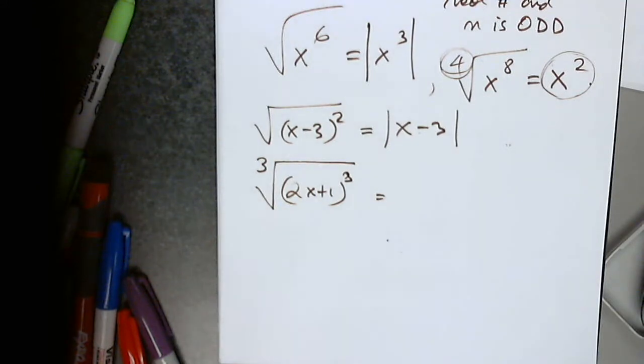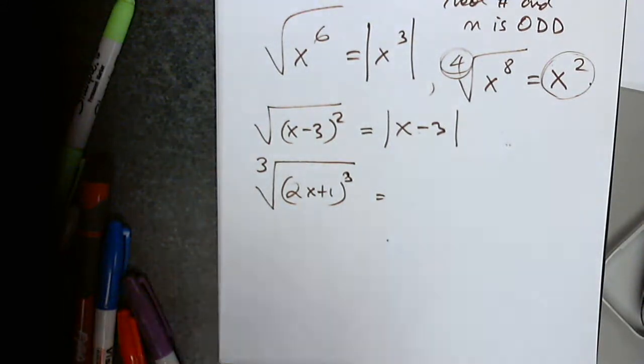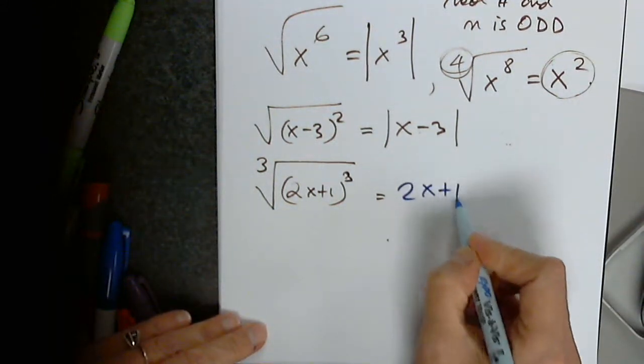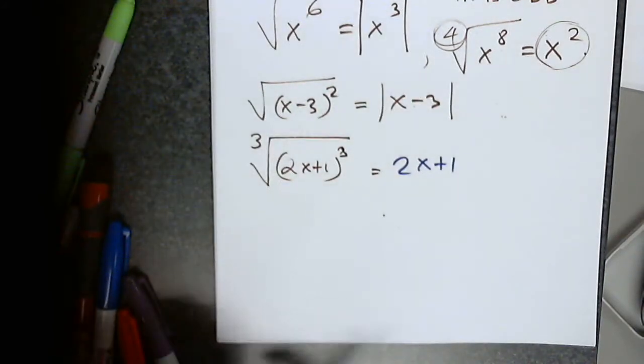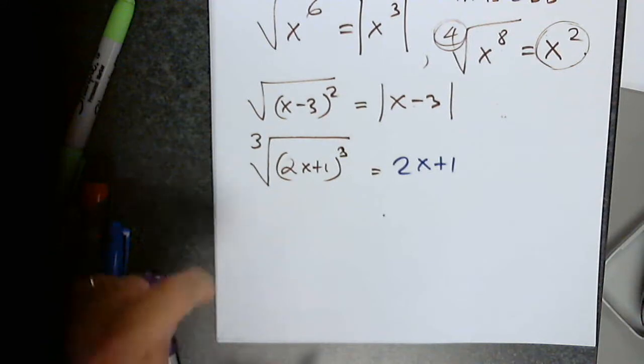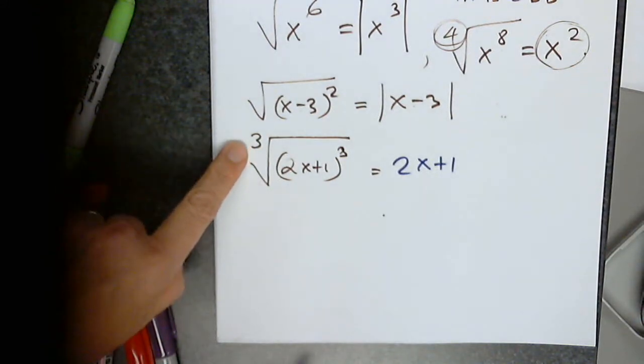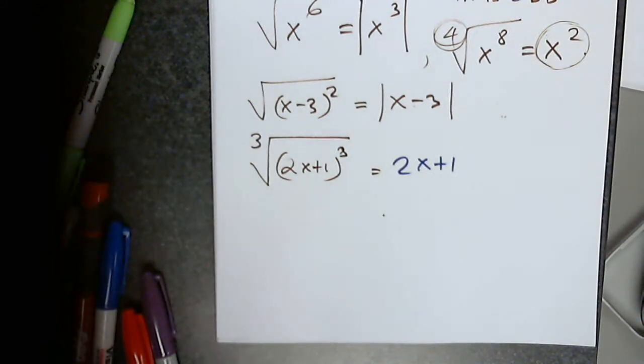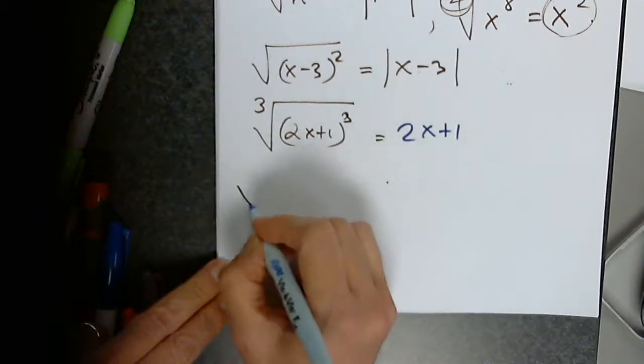What will this equal to? What about the absolute value? No need. Why? The index is odd. Very good. And what about the next one?